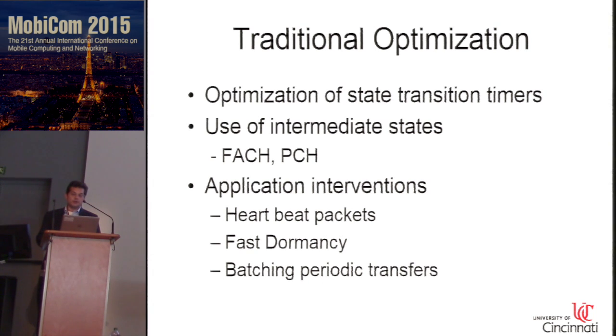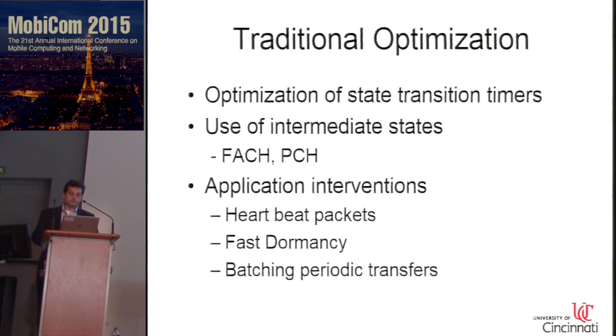State machine optimization involves trading off application performance, mobile device battery life, and network radio resource capacity. Traditional optimization involves tuning state transition timers. However, general optimization is not possible, as optimizing performance for one application class comes at the cost of others.